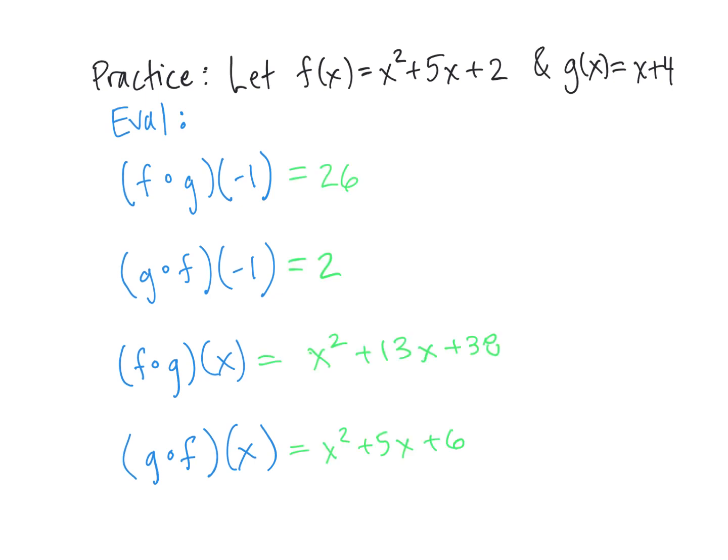Voila! I got that f following g of negative 1 equals 26. I got g following f of negative 1 equals 2. I got f following g of arbitrary x is x squared plus 13x plus 38. And I got g following f of arbitrary x equals x squared plus 5x plus 6. If you got any of those right, give yourself a high five. If you got all 4 right, call your mother and tell her that you love her.